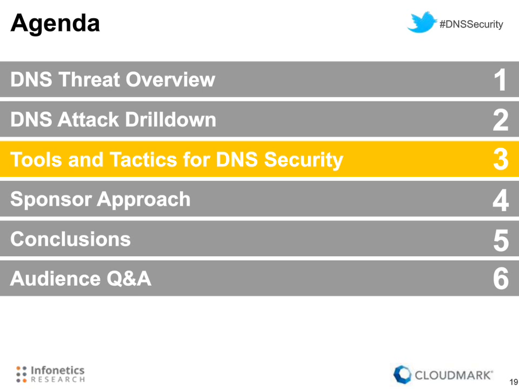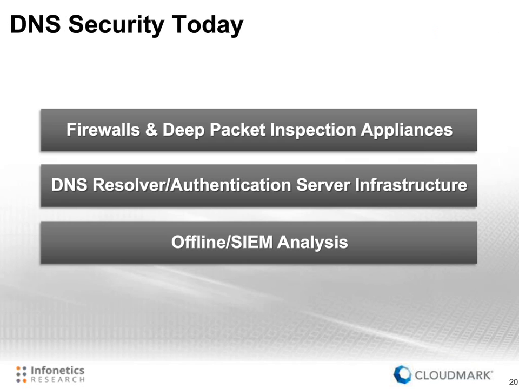There are some tools available that can protect to some degree already today. So we're going to have a little conversation where we talk a little bit about those tools. And they really fall into three basic categories. Your security infrastructure, the firewalls, deep packet inspection, intrusion prevention appliances that you've already invested in, have some capability to protect DNS. You've probably also invested in DNS Resolver and authentication server infrastructure, the infrastructure that's handling all the requests back and forth, making sure that DNS is up and running and operational. And there's some capability to provide security within that infrastructure.